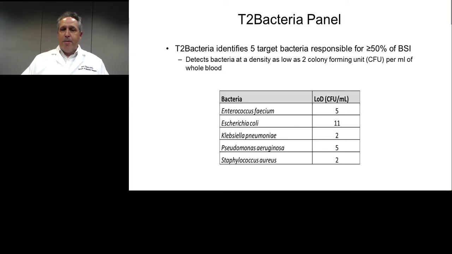The T2 bacteria panel, as I mentioned, identifies 5 bacterial species: Enterococcus faecium, Staphylococcus aureus, gram-positive bacteria, and the gram-negative bacteria E. coli, Klebsiella pneumoniae, and Pseudomonas aeruginosa. And these big 5 species account for 50% or more of bloodstream infections, and the sensitivity is comparable to that of the T2Candida assay, with density as low as 2 colony-forming units per ml of whole blood being detected.